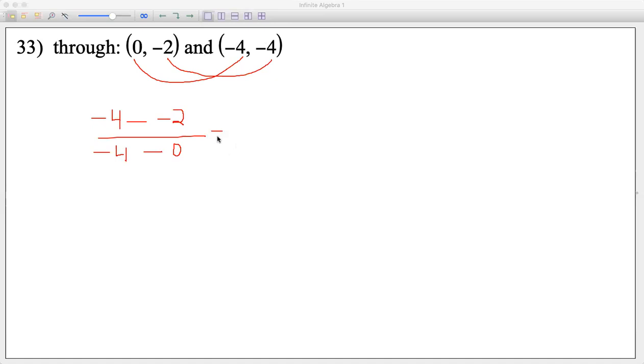Two negatives turn into a positive, so -4 plus 2 is -2, and -4 minus 0 is still -4. That fraction turns into 1/2.